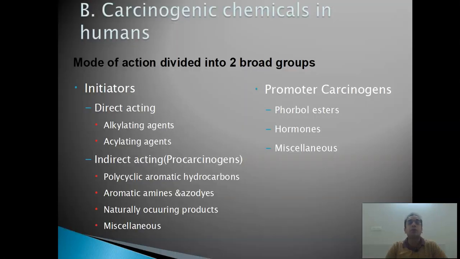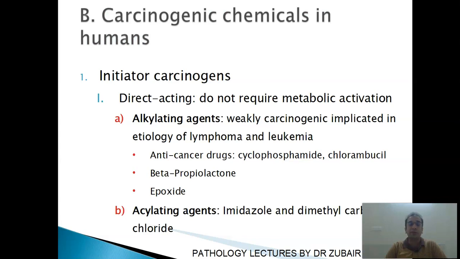Based on the mode of action, they are divided into two groups, the initiator and the promoter carcinogens. We have the direct acting, which are the alkylating and acylating agents, and the indirect acting, which are called the procarcinogens. We have the polycyclic aromatic hydrocarbons, aromatic amines and azodyes, naturally occurring products, and miscellaneous. In the promoter carcinogens, we have phenol, phorbol esters, hormones, and miscellaneous.